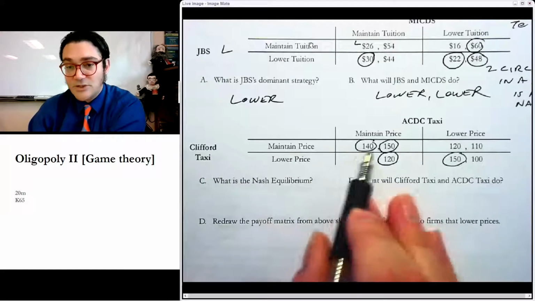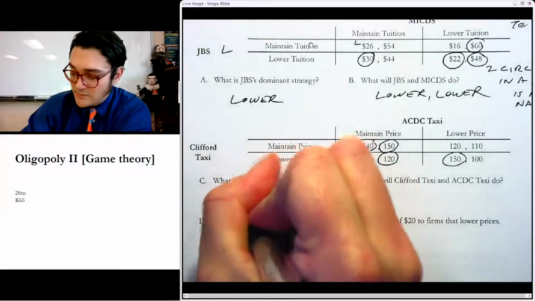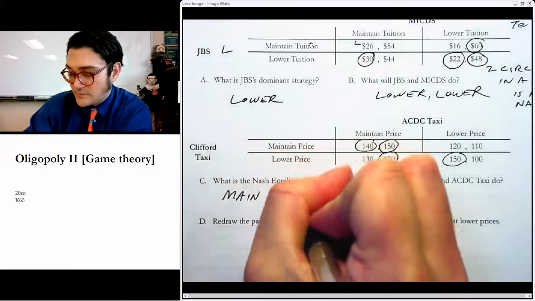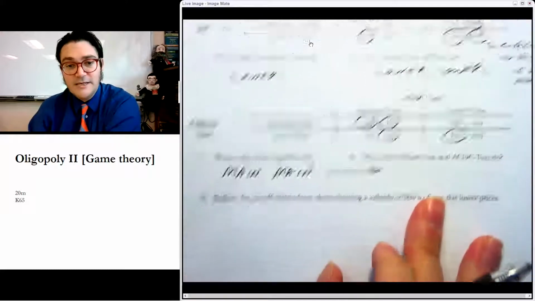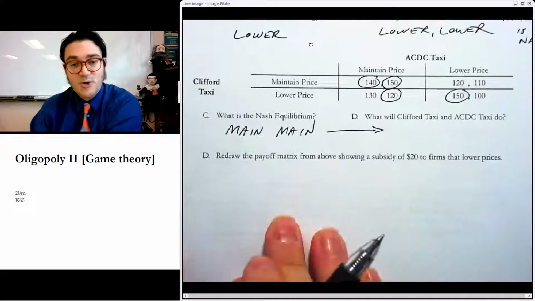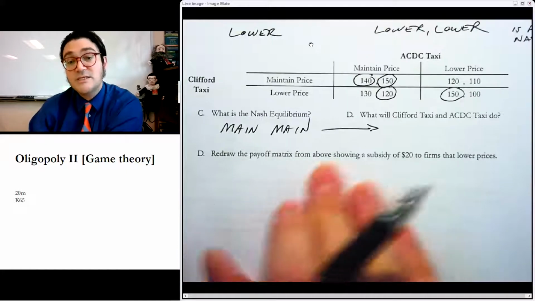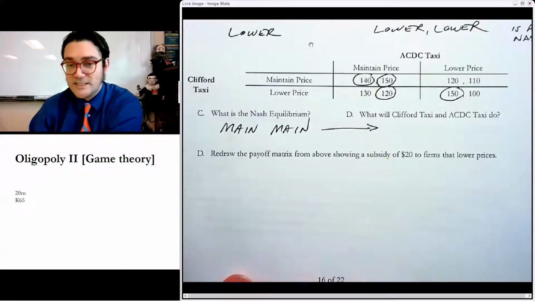So we know the Nash, two circles in a box, is maintain, maintain. What will they do? They'll do that, right? They'll both maintain. And then the last part of this problem is redraw the payoff matrix showing a subsidy of 20 to firms that lower prices.